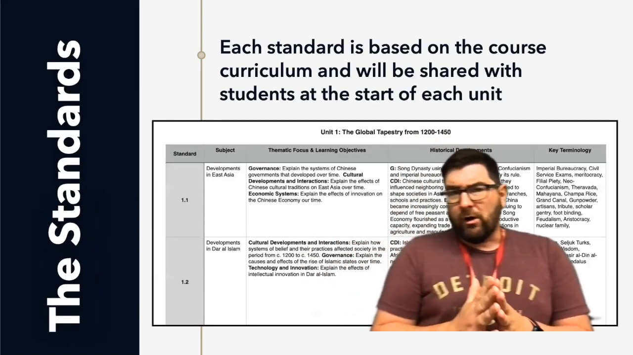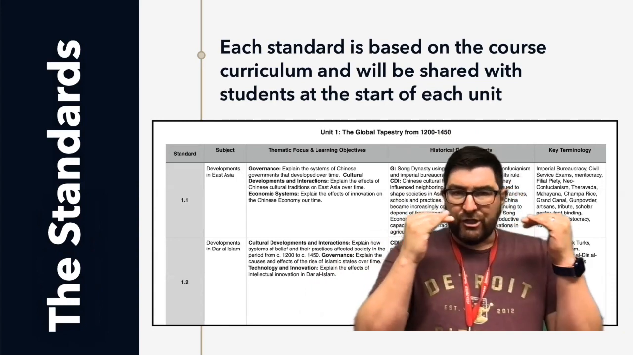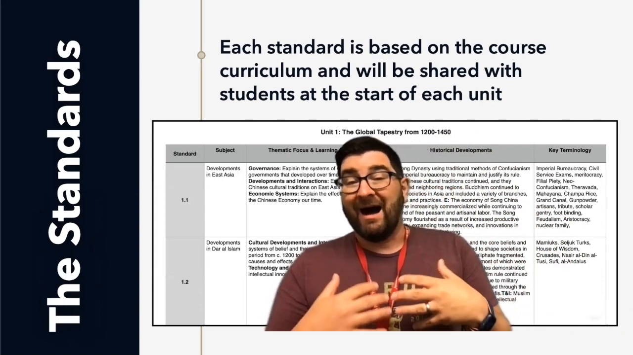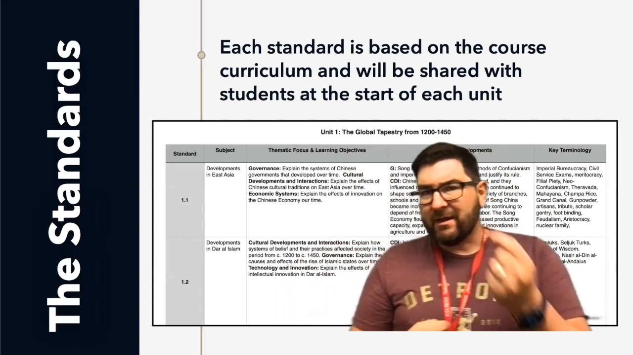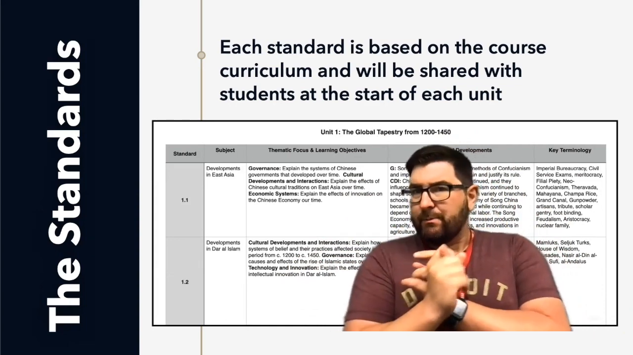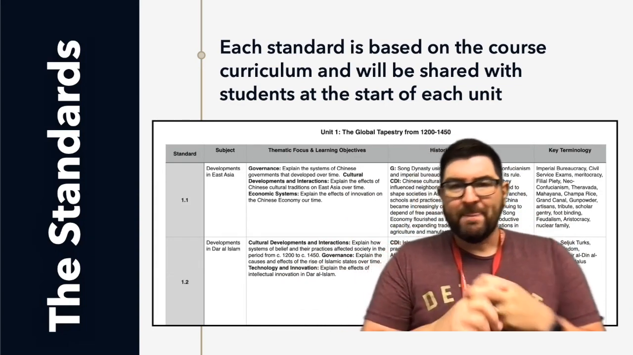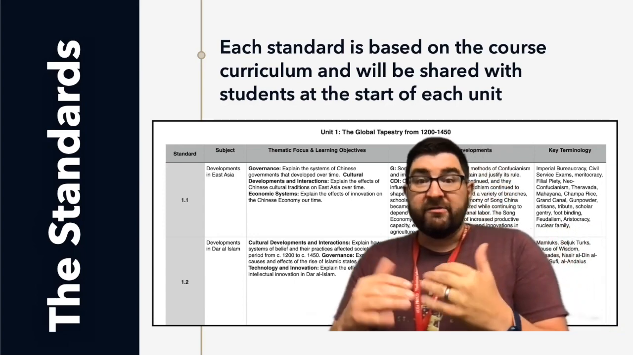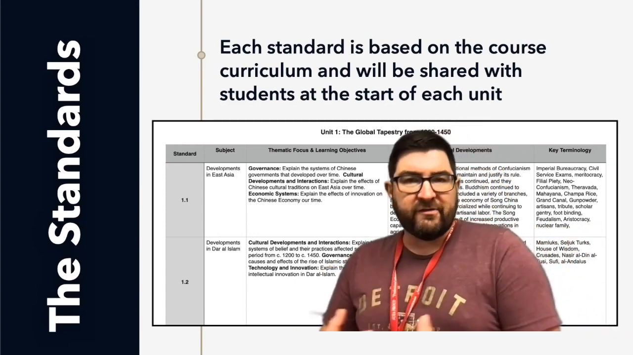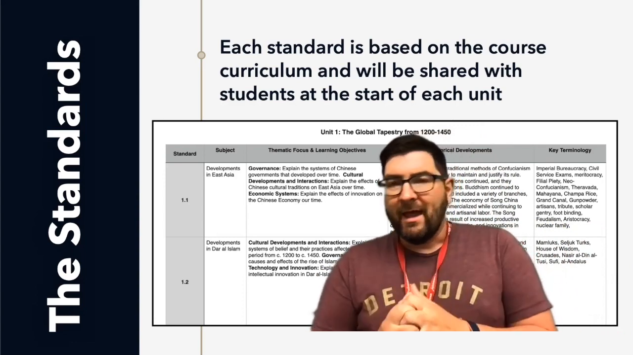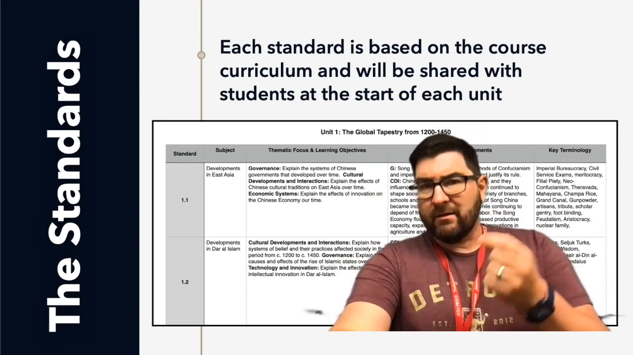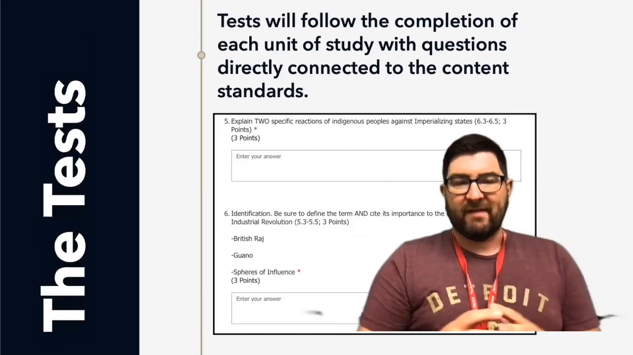So the way this is going to work, each unit of the course is going to be broken down into a number of content standards. And these are directly connected to both the AP curriculum for that class and the IB curriculum for my seniors. And within those standards, you're going to be given at the beginning of every unit a list of key understandings and terminology and concepts that you're going to have to be familiar with. And then at the end of a unit, we'll take an assessment.